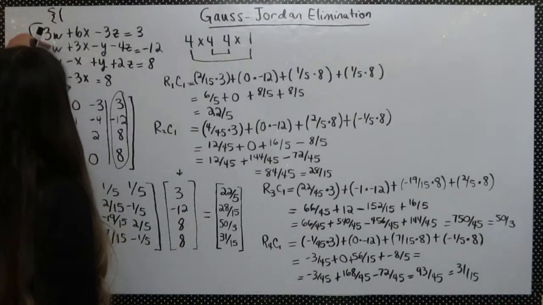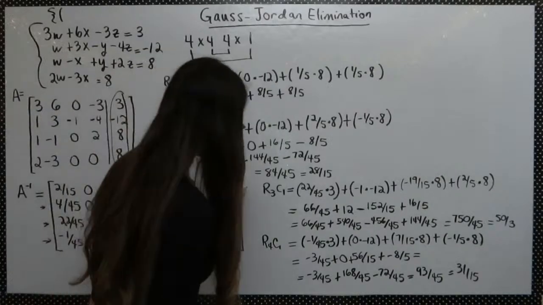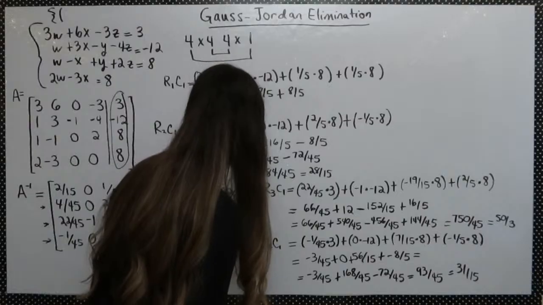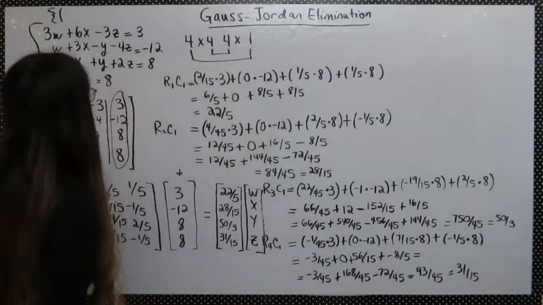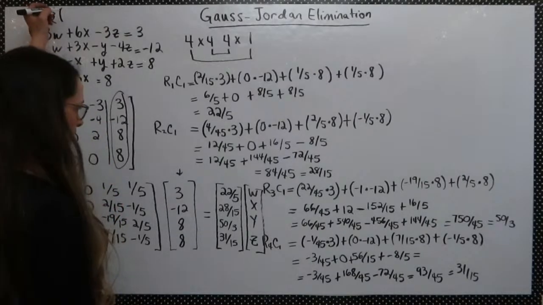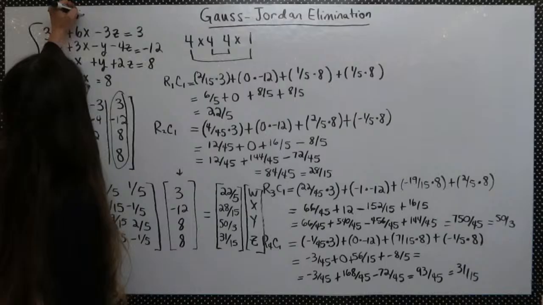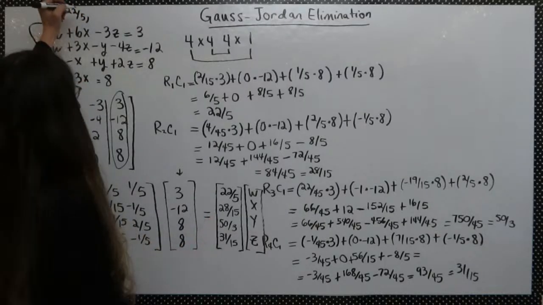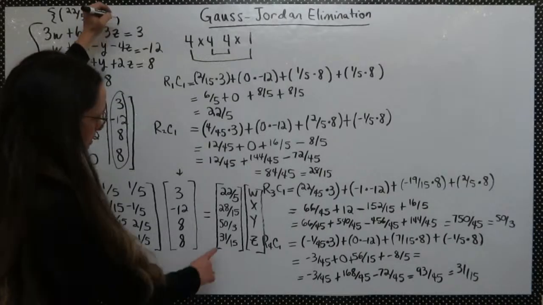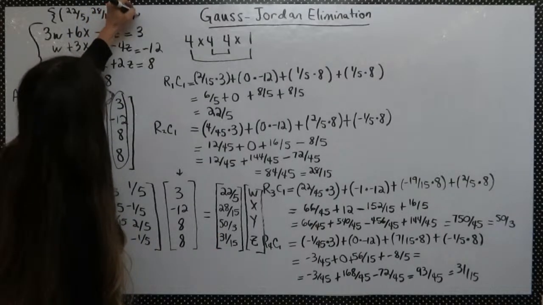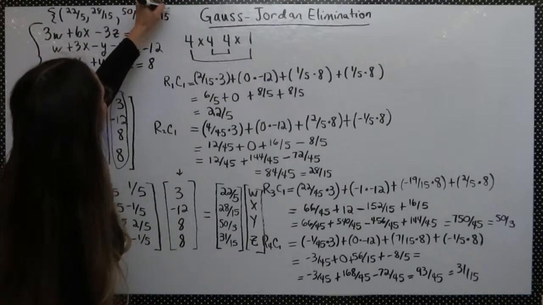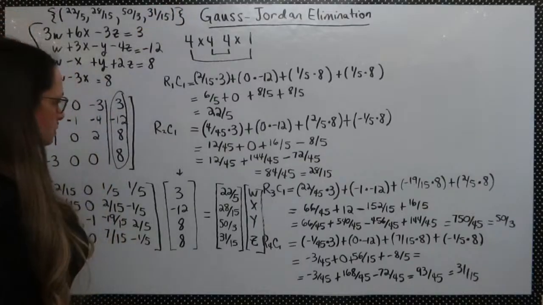So essentially this is how it works. So it's W, X, Y, and Z. So you have an ordered pair where I did the alphabet in order. So it's going to be 22 fifths, 28 fifteenths, 50 thirds, and 31 fifteenths. All right, perfect. So there's your solution.